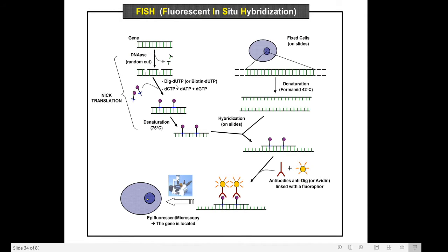Here these dNTPs are labeled with biotin. These biotin labels recognize the avidin-linked fluorophores. Here this yellow color is a fluorophore. This biotin-avidin interaction makes the fluorescence. If a biotin-avidin interaction happens, it means the fluorescence gets activated and produces fluorescence. Otherwise, it does not produce fluorescence.